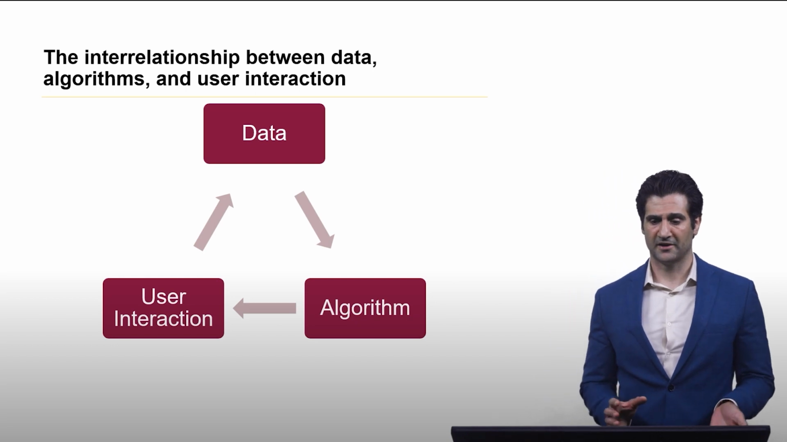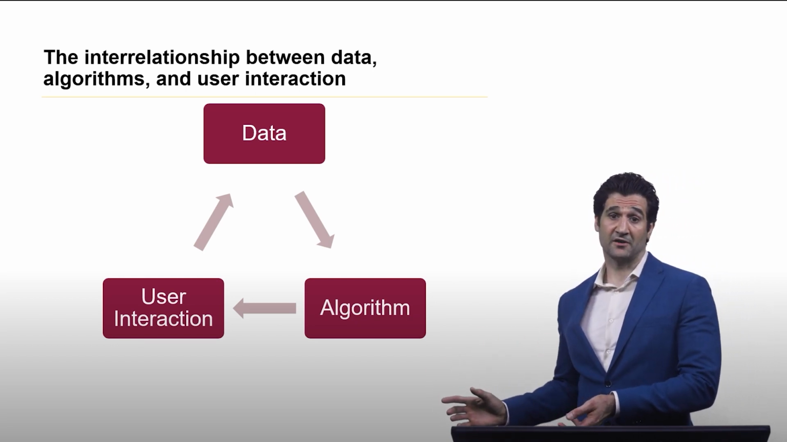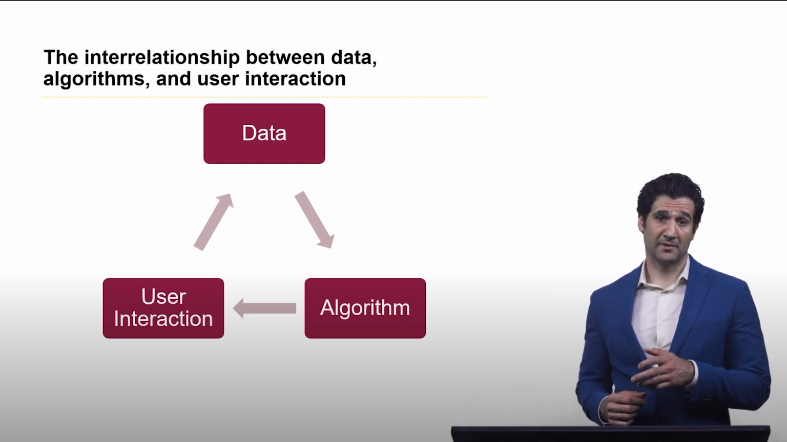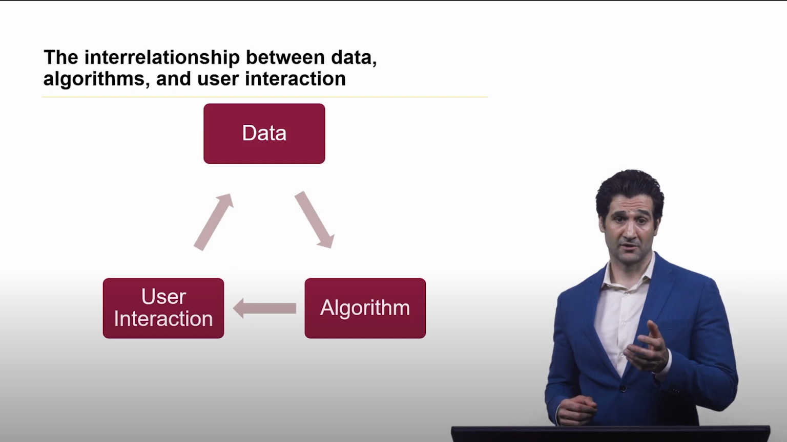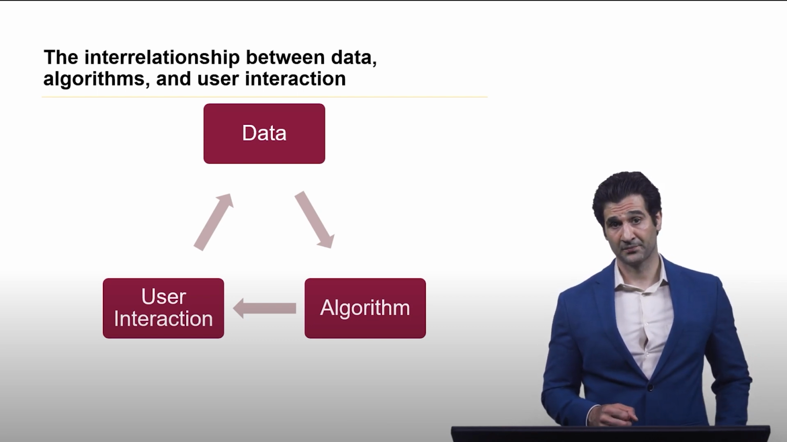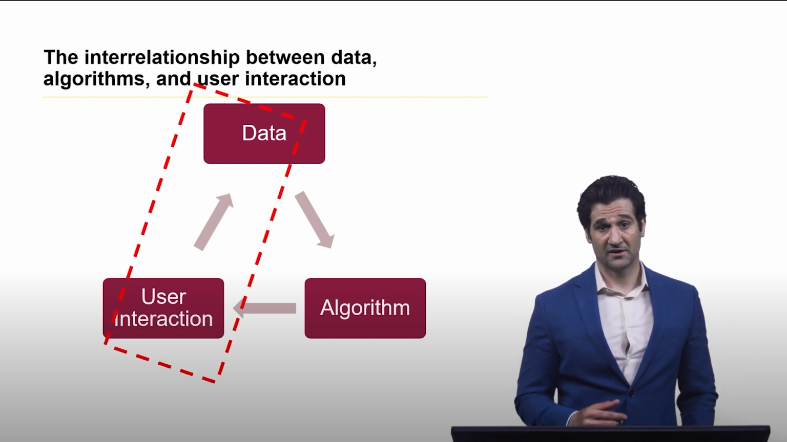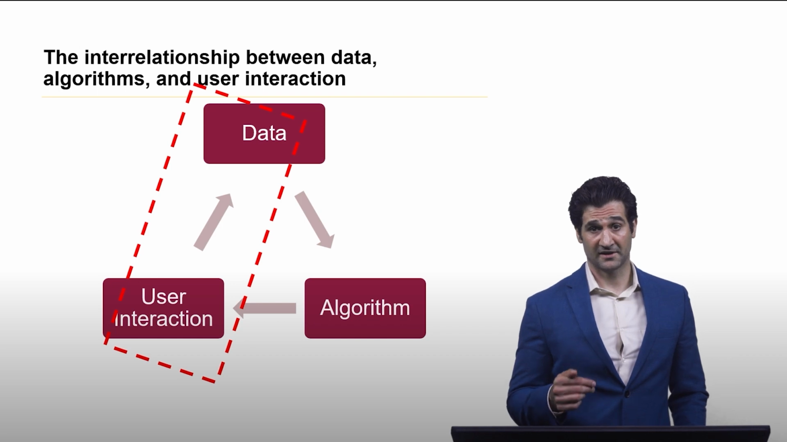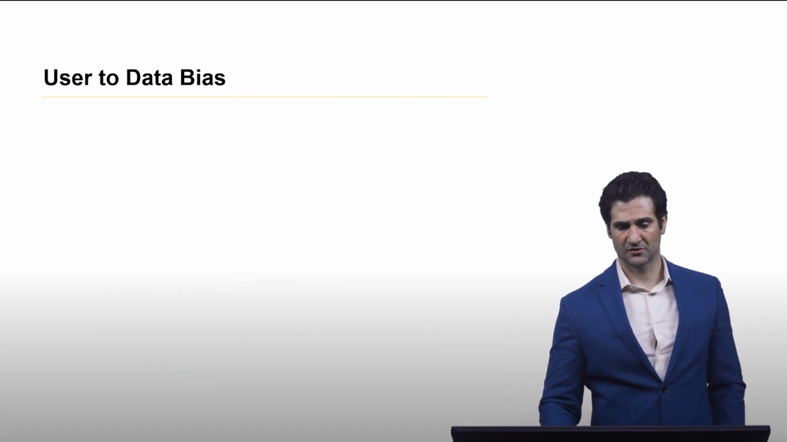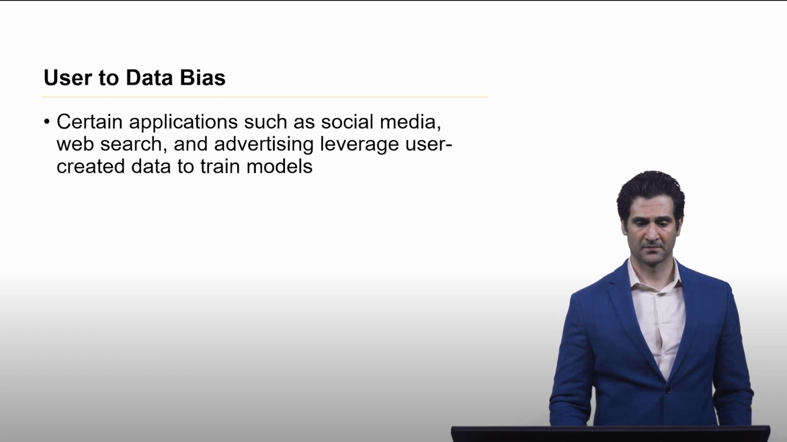Okay, so looking back at our paradigm, biased data can affect algorithms, causing them to have biased results. But even with unbiased data, a biased algorithm can affect the user. But finally, biased behavior on the user can affect the data that we use in machine learning. And that is where we get into user-to-data bias.